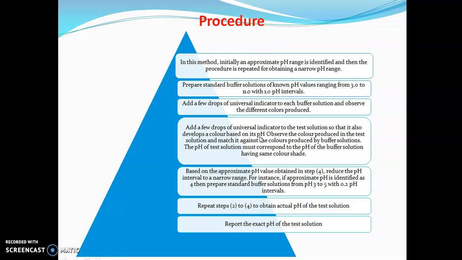Add a few drops of universal indicator to the test solution so that it also develops a color based on its pH. Observe the color change in the test solution and match it against the colors produced by the buffer solutions, and the pH of the test solution corresponds to the pH of the buffer solution having the same color shade. Based on the approximate pH value obtained, reduce the pH interval to a narrow range. Okay, repeat steps 2 and 4 to obtain the actual pH of the test solution and report the exact pH of the test solution.